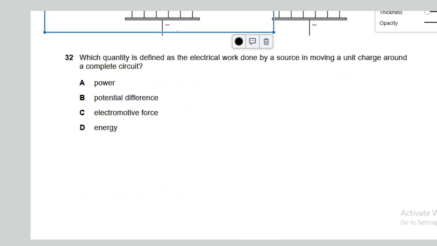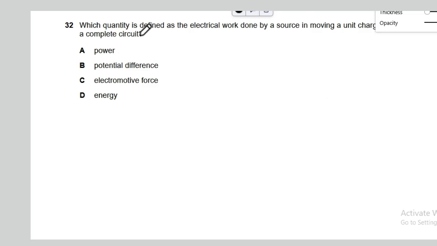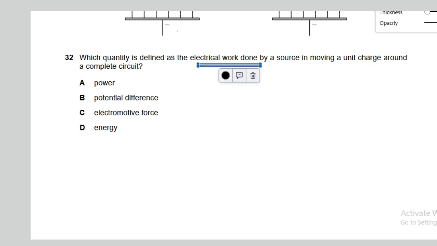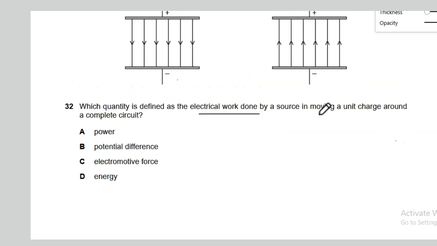Question 32. Which quantity is defined as the electrical work done by a source in moving a unit charge around a complete circuit? Now this is just the definition for electromotive force. So option C is right.